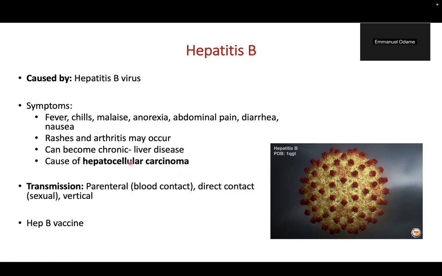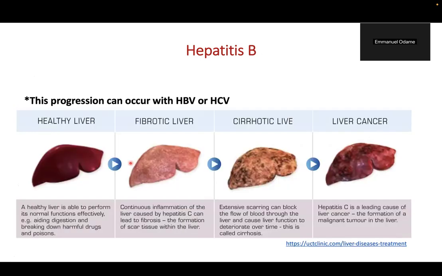Next on our list is Hep B, or hepatitis B. It's caused by the hepatitis B virus. You experience fever, malaise, abdominal pain, and diarrhea. Sometimes you have rashes on your skin, and this disease can also become chronic. It can become a chronic liver disease, which is a cause of hepatocellular carcinoma, basically cancer of the liver. Transmission is through parenteral, basically blood contact, direct contact through sexual activity, and vertical transmission. But thank God that we have the hepatitis B vaccine to protect us against this.